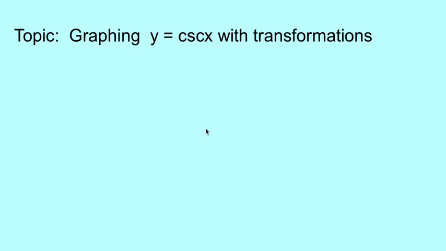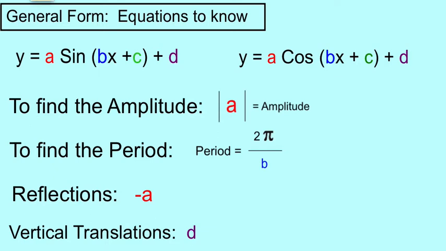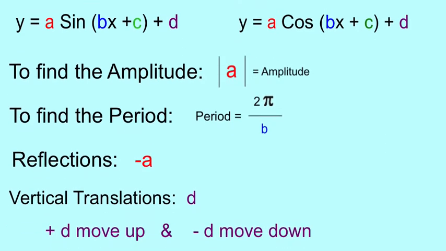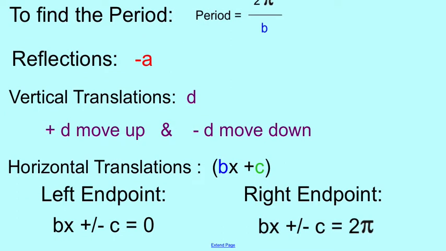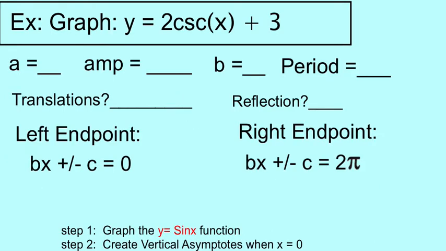with the y equals cosecant of x function. So just to review with you, these are the parent function general equations for the sine of x and cosine of x. You have your amplitude, how you find your period, reflections, up or downs, and then your left and right endpoints. So this should look familiar to you. What we're going to graph now is y equals 2 cosecant of x plus 3.